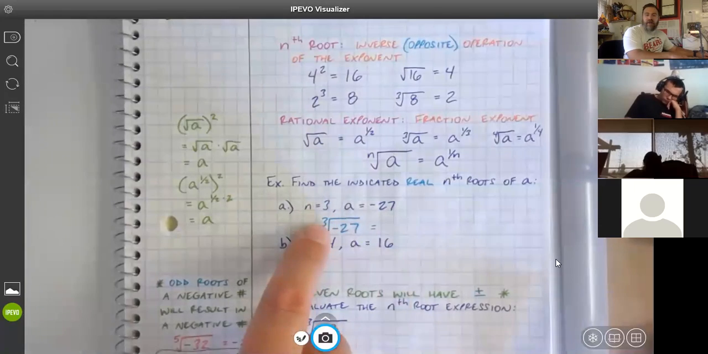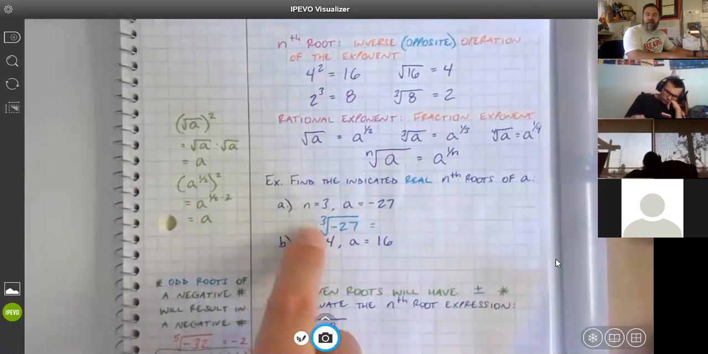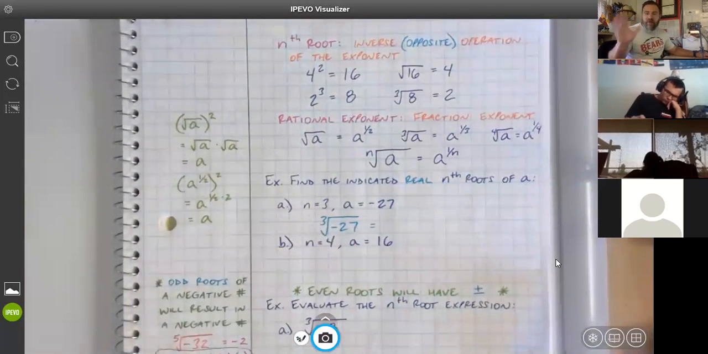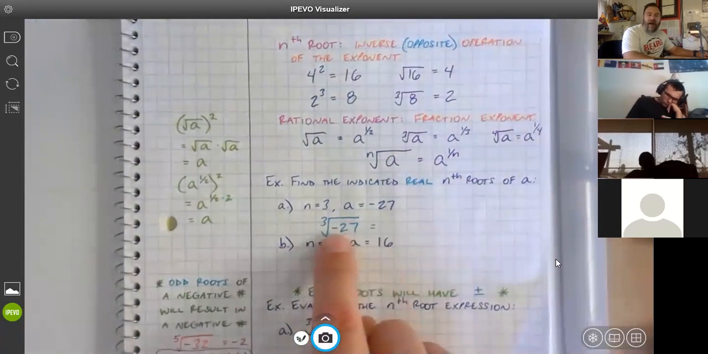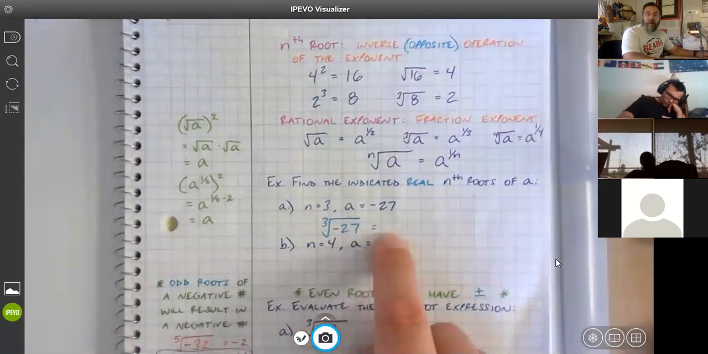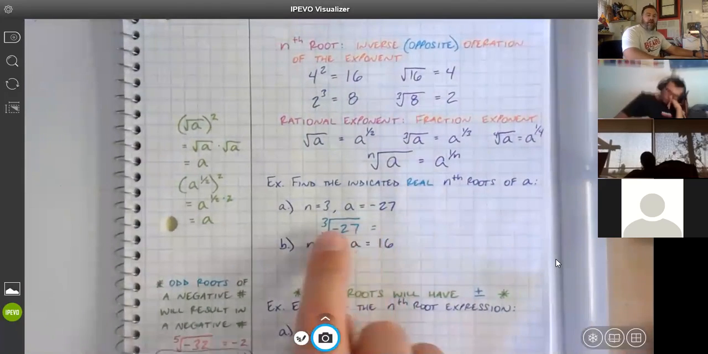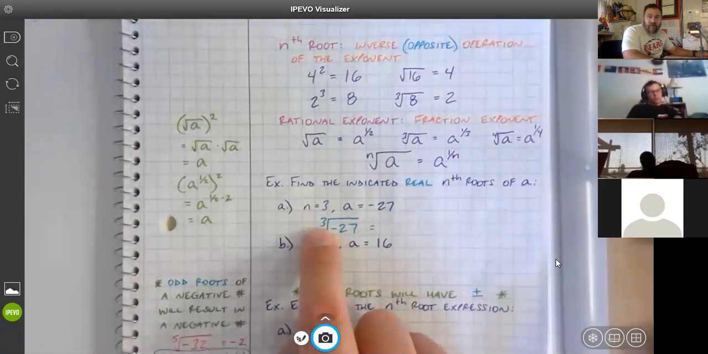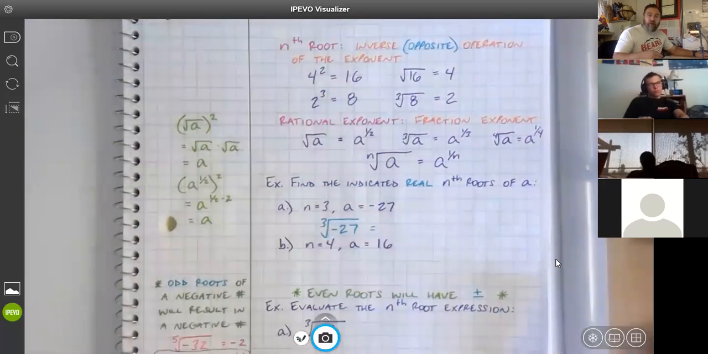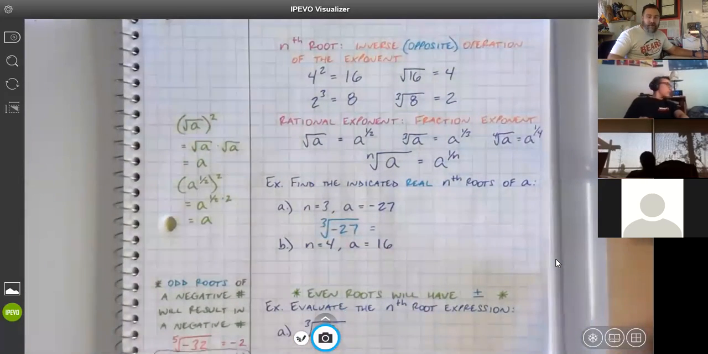N is going to be the root that you're taking of, and you'll get a blank structure and big ideas to fill that in. Just copy and paste what you need. But then it's going to ask you to also evaluate basically what value pops out on the other side of this. So literally this is asking in this example here, what times itself 3 times? That's what the cube root means. It means it's multiplied by itself 3 times.